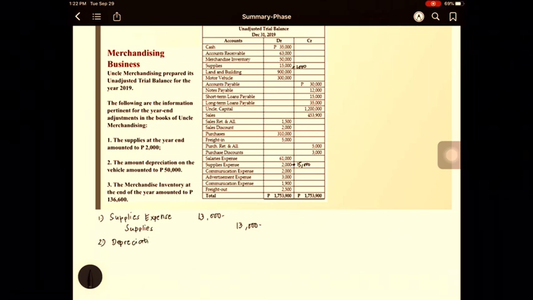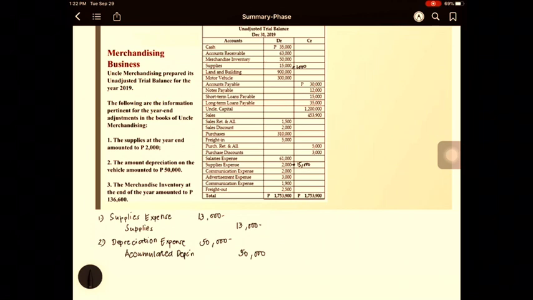By how much? By the amount of depreciation computed. In this case, we were given 50,000 pesos. And of course, you credit now your accumulated depreciation account for the same amount of 50,000 pesos.